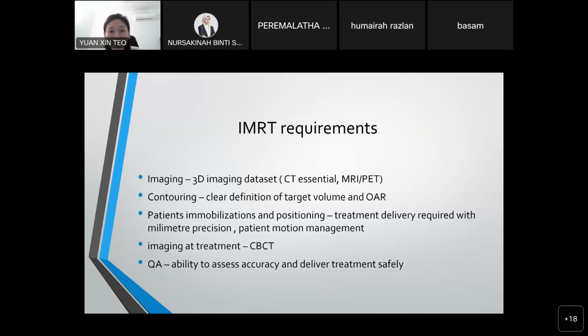Okay, come back to when we want to do MRT techniques. So we will require imaging, which means a CT scan, for sure a 3D imaging data set. Besides the CT scan, there is an MRI or PET-CT scan. For this MRI and PET-CT scan, we will need to fuse with our CT simulation image to see clearer where the tumor is, with contrast injections.